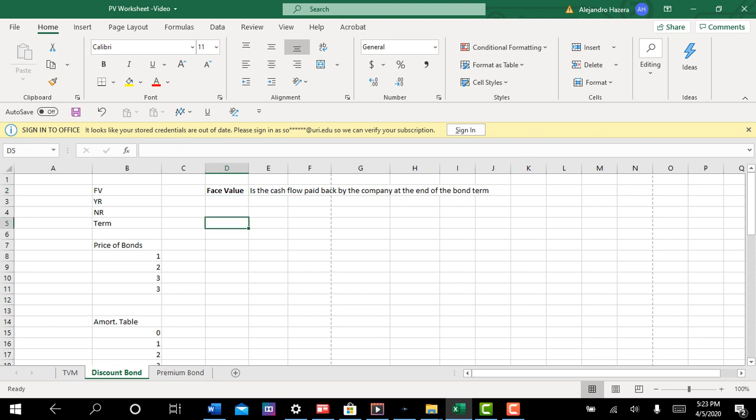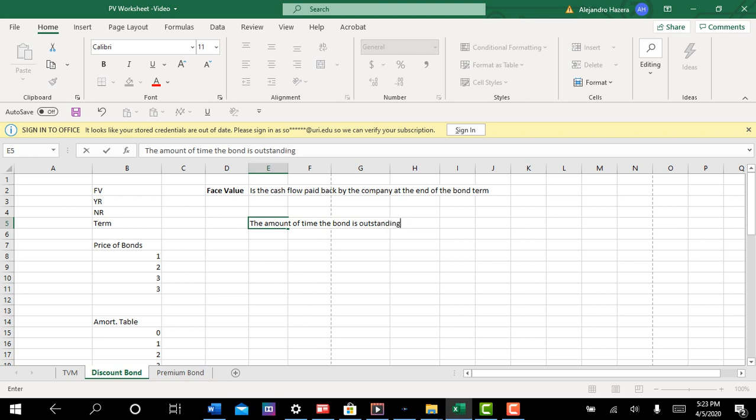Okay, let's go down next to term. This is just the term, the amount of time the bond is outstanding. I think that's self-explanatory. This is a liability now. This is going to be called bonds payable. Liability. That's the amount of time that the bond is owed. I'll just put it here, term, just to have a column for the different elements.